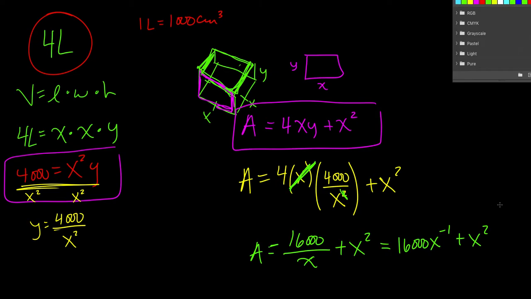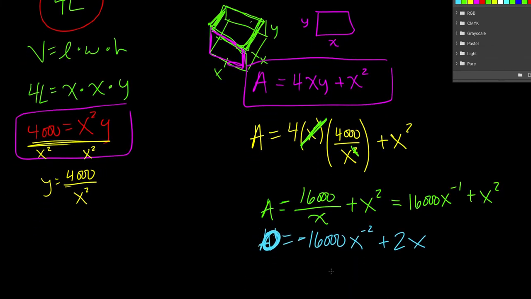Now, because we're optimizing, we need to take the derivative, set it equal to 0, and we're hoping to find a minima this time, because that's how we want to optimize it. We want the least amount of surface area, which means the least amount of material that we have to use. So we take the derivative of this. So A prime is going to be negative 16,000 x to the negative 2 plus 2x. Okay. And then we set the derivative equal to 0.